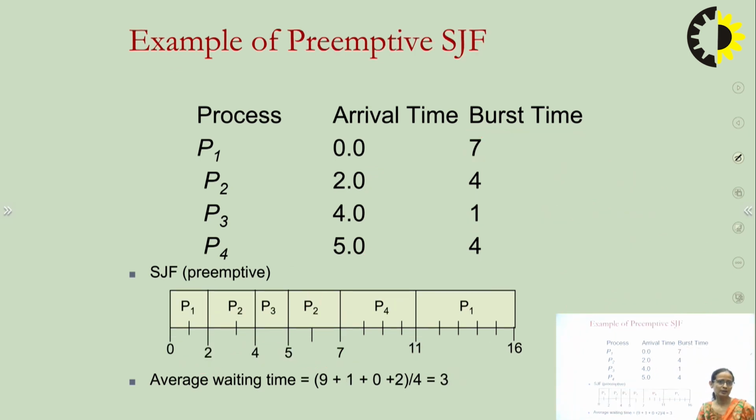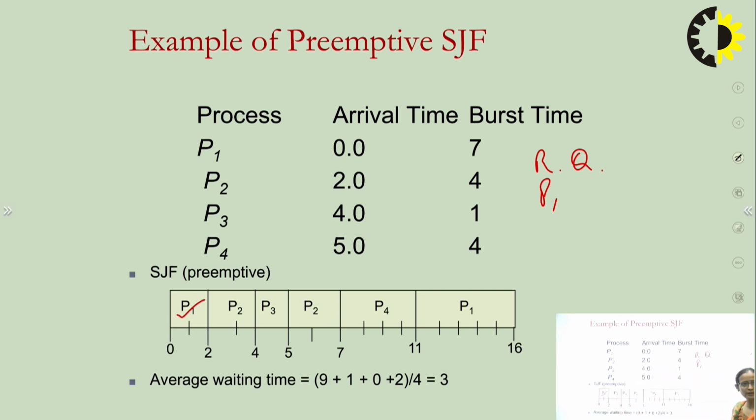Now the next case is preemptive SJF. Same numerical, but instead of going for the non-preemptive version, we are going for the preemptive version. So first, in the ready queue, there is only one process at time 0, that is P1. So we will allocate the processor first to P1.